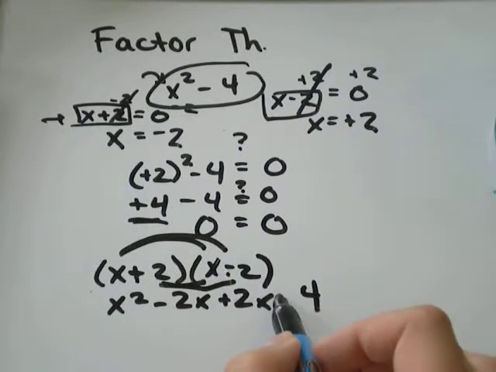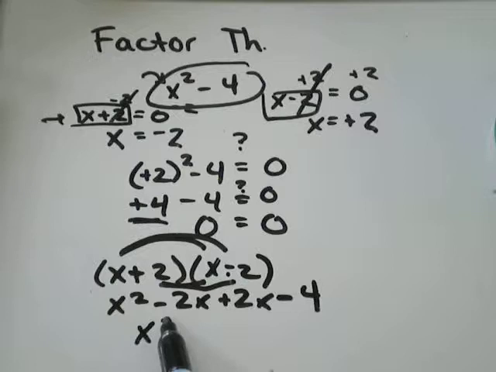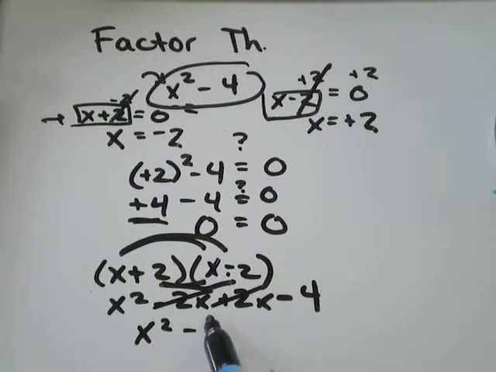Positive times a negative is negative. That would be x squared. Negative 2x plus 2x would be equivalent to 0x. 0x is the same as nothing, so you don't have to write anything down. Minus 4. We get the same thing that we started with.